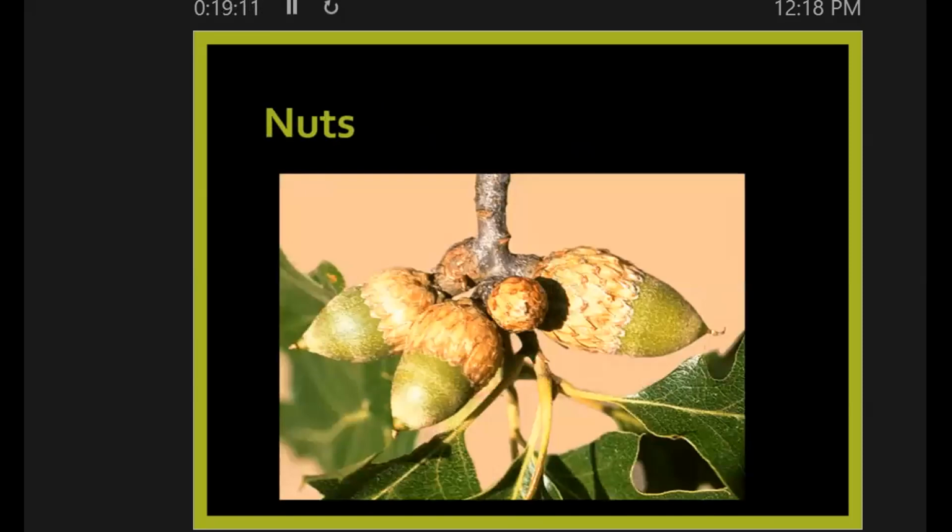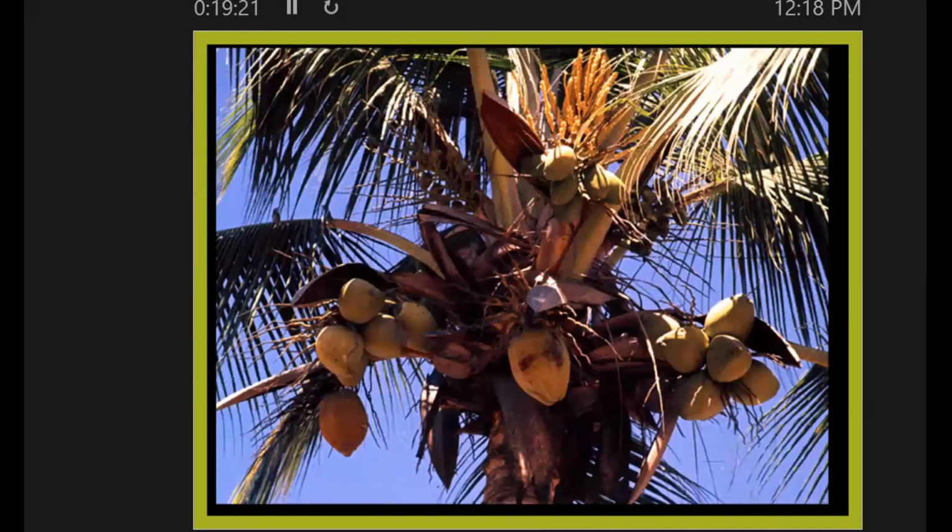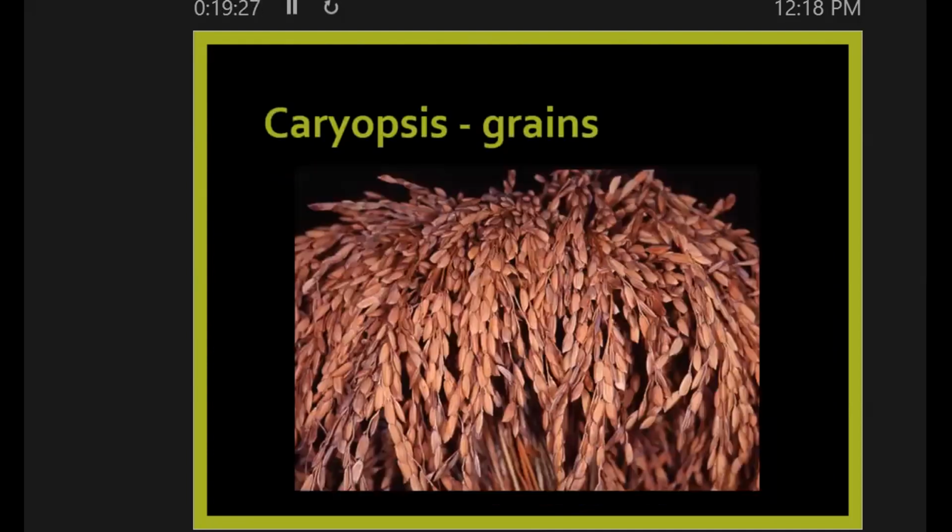Nuts, these are actually dry fruits. Acorns, they're dried fruits. Coconut, that's right in the word, so that's kind of easy, but coconut is actually a dry fruit. And then grains, again, that's fruit. It's dried fruit.